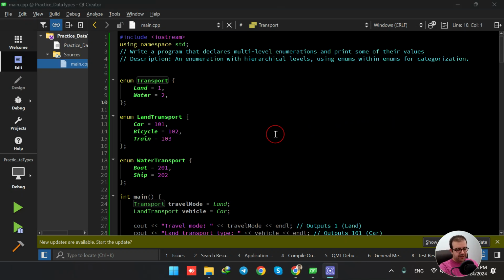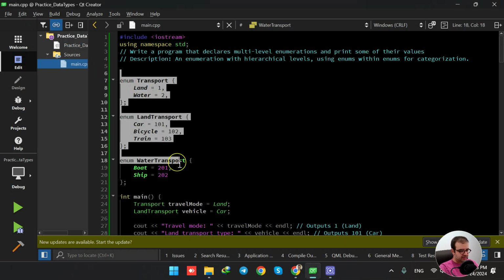Hello everyone, welcome back. In this lecture, we are going to discuss multi-level enumeration. We would like to write a program that declares multi-level enumeration and prints some of their values. Multi-level enumeration means an enumeration with hierarchical levels, using enum within enum for categorization.